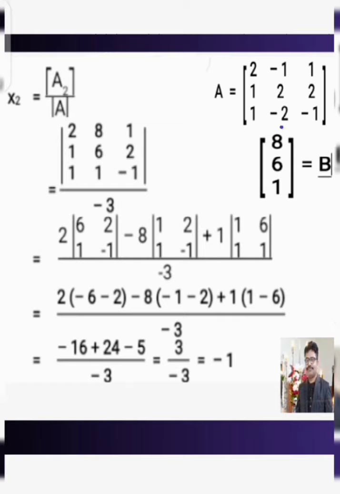In A1, the value of B is written in the first column, and in the value of x2, B will be written in the second column, and in the value of x3, B will be written in the third column. This is the only difference between the x1, x2 and x3 values, the A1, A2 and A3 determinants.